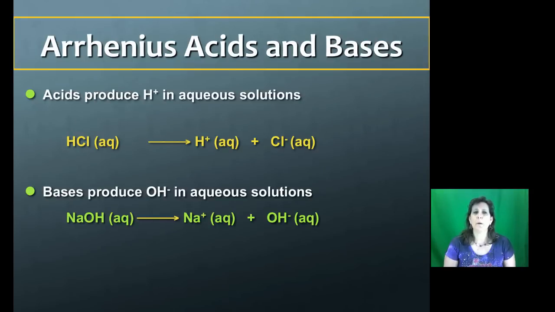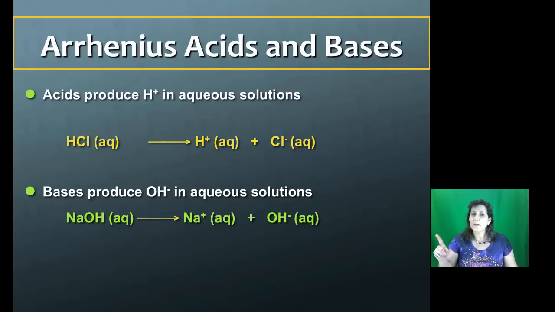So Arrhenius came up with the definition of acids and bases. Let's look at the Arrhenius definitions. He said that acids produce H plus in aqueous solutions. The example here is a very common acid, hydrochloric acid. So we have our hydrochloric acid. It's dissolved in water. That's what the AQ means, dissolved in water. And the arrow shows us that the H and the Cl break apart into H plus and Cl minus ions, aqueous ions, and they float around in the water.